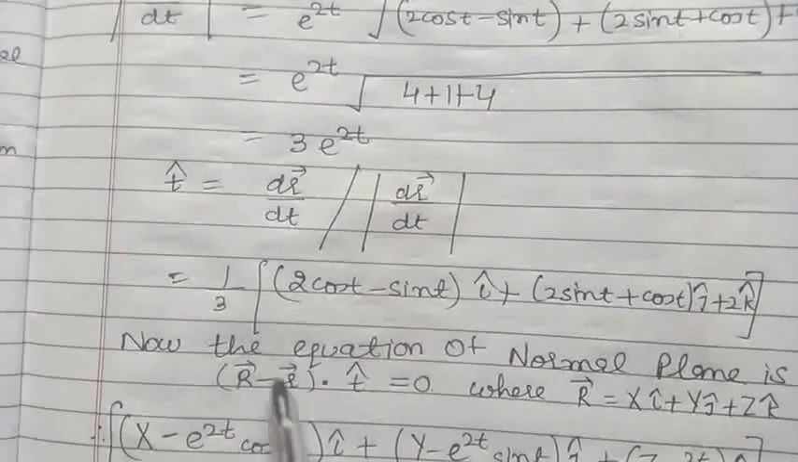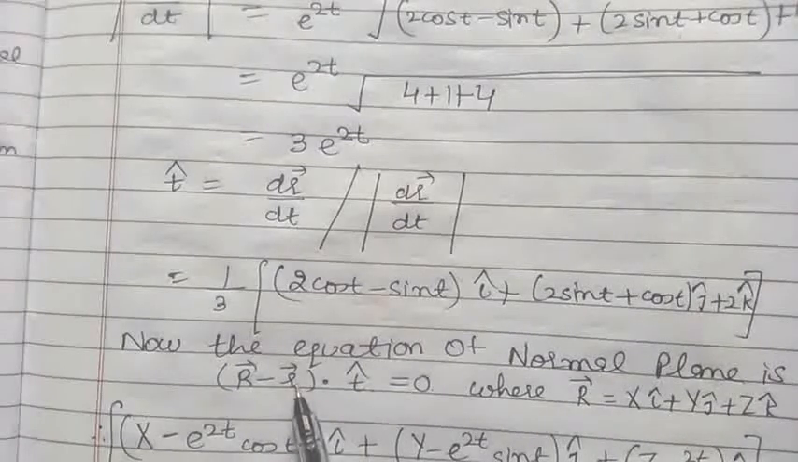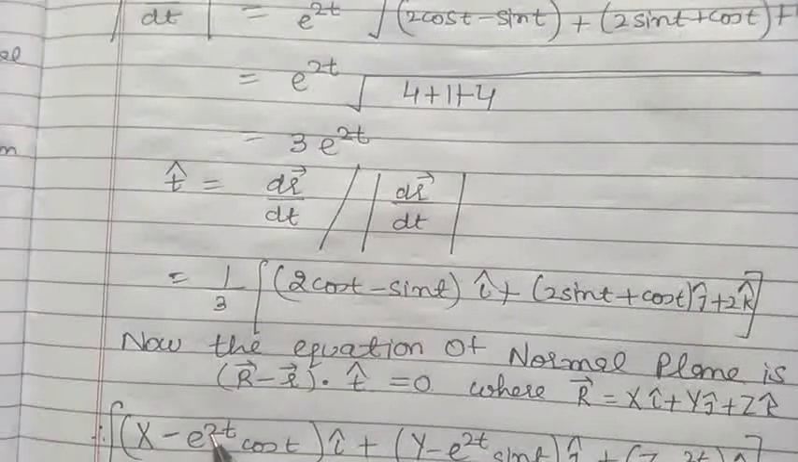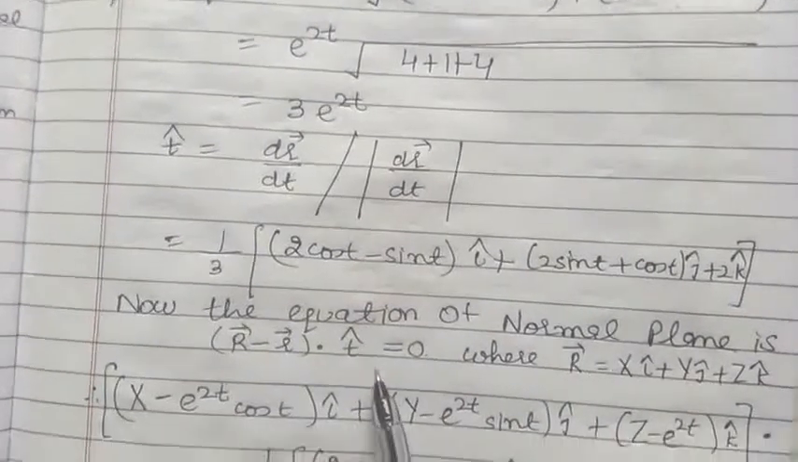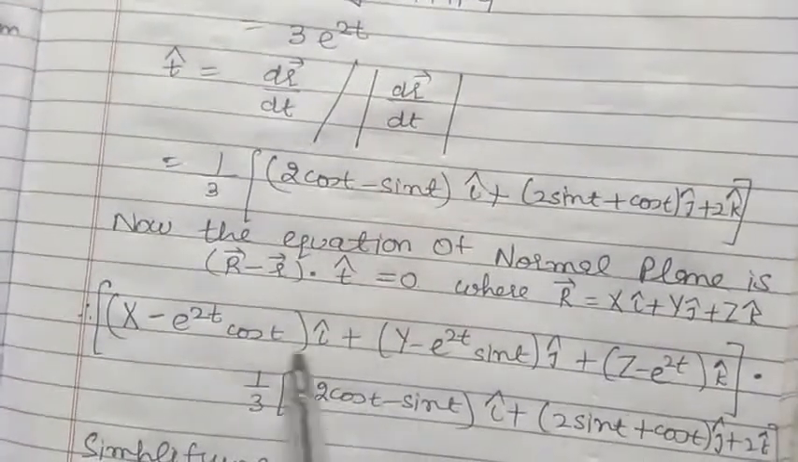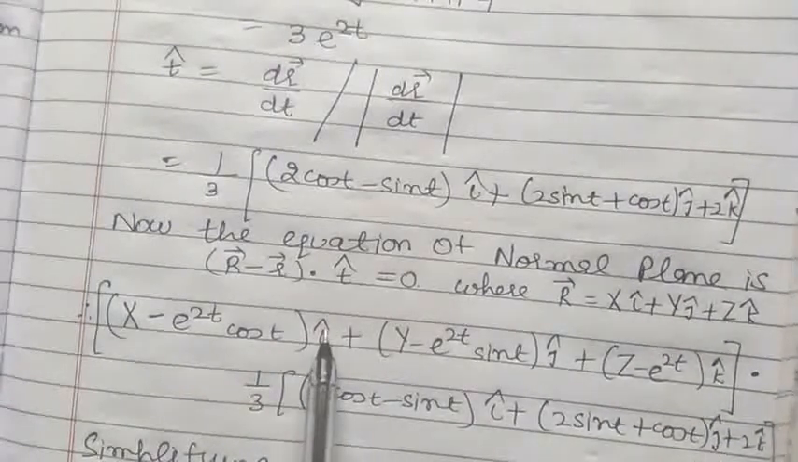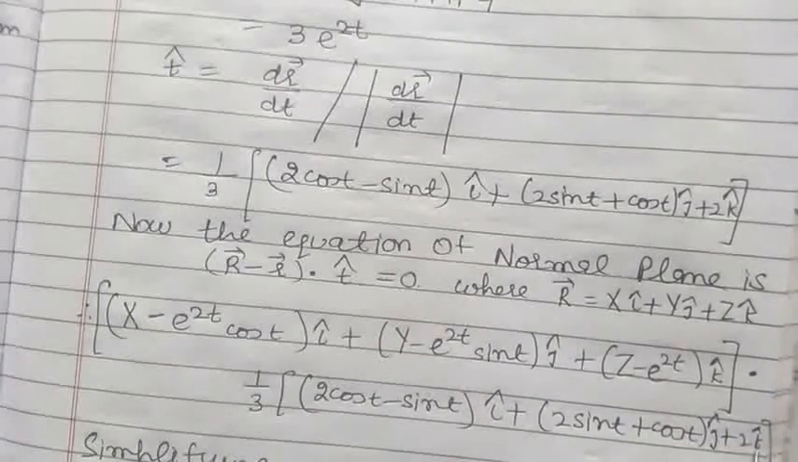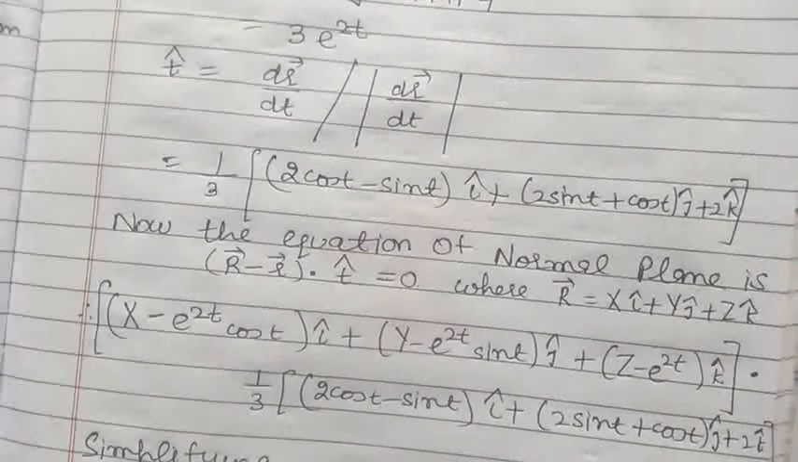Now substituting the values of the vectors R minus r and t cap. The components of vector R were capital X, capital Y, capital Z, and the components of the vector small r were e raised to the power 2t cos t, e raised to the power 2t sin t, and e raised to the power 2t. Substituting the values of these components and the components of vector t cap here, we get this dot product equal to 0. Now we can do the dot product: i dot i is 1, j dot j is 1, k dot k is 1, and now we can simplify this expression to get the equation of the normal plane.